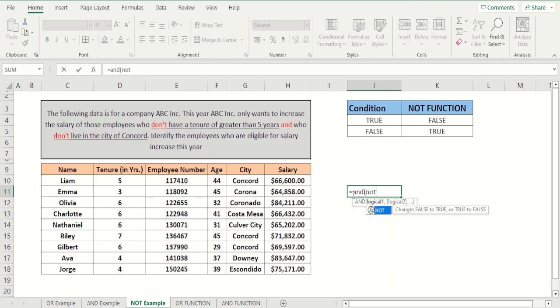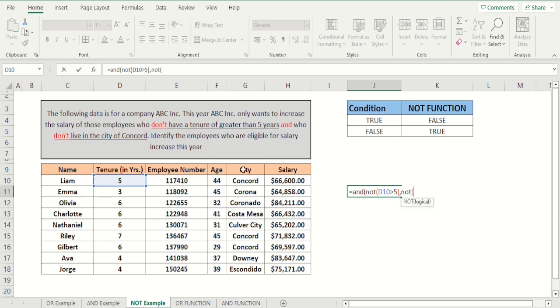So let's code that. The keyword is NOT for the NOT operator or the NOT function. And the condition is greater than 5 years. So we are saying the requirement is that the employees do not have a tenure of greater than 5 years. That's why we're using the NOT function, and we're specifying the base condition as tenure greater than 5 years. Now, what is the other thing we do not want? The other thing we do not want is to live in the city of Concord.